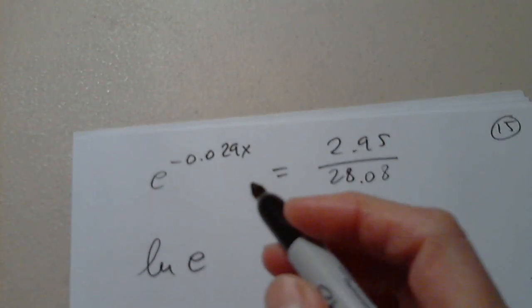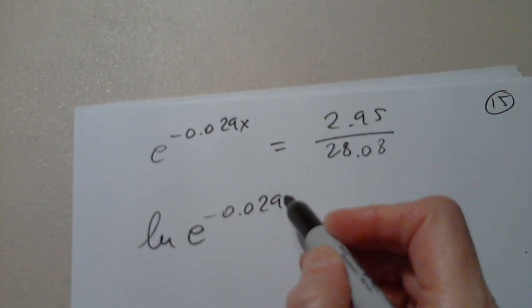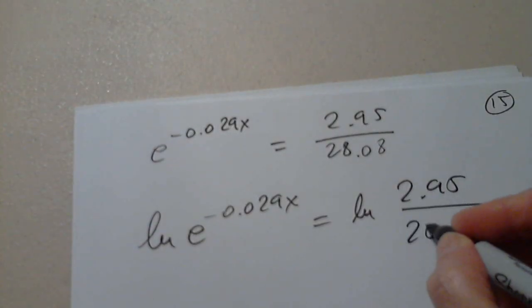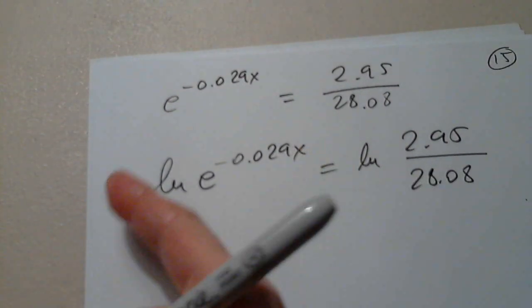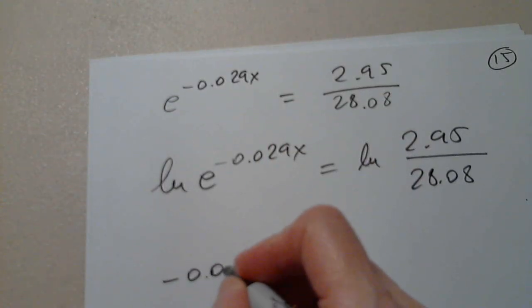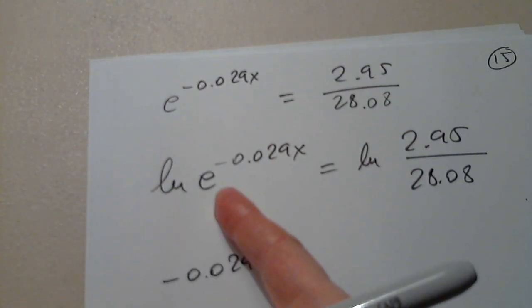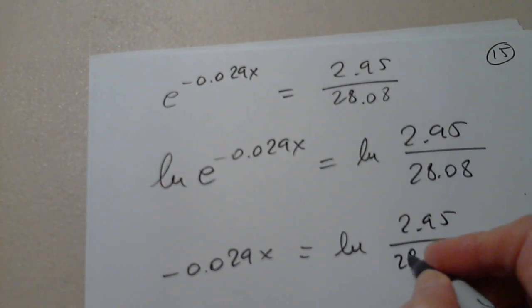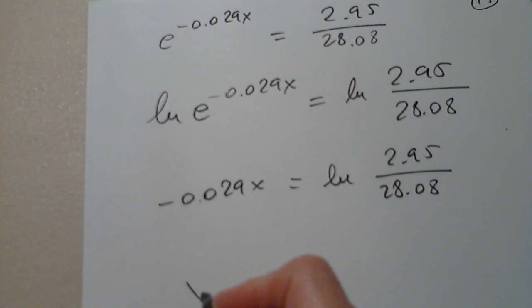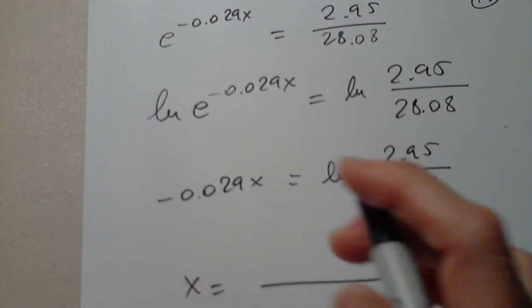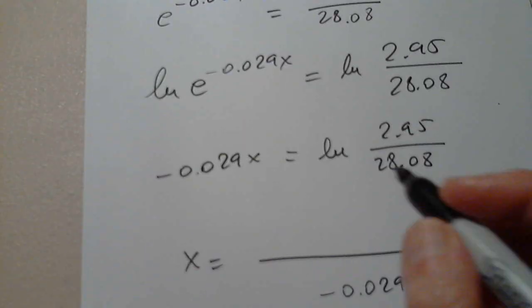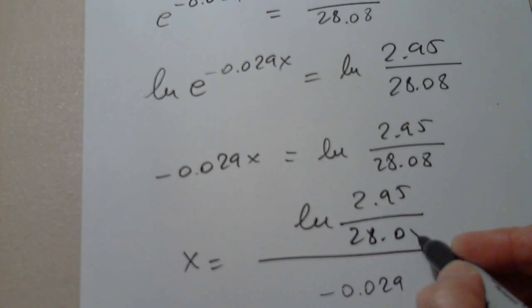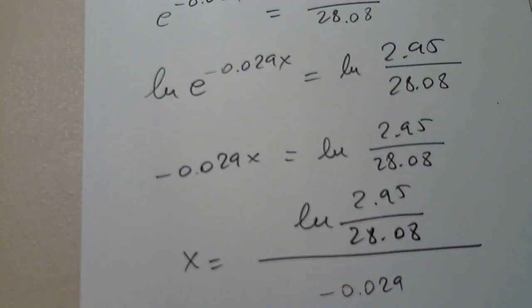So natural log of e to negative 0.029x equals natural log of 2.95 over 28.08. I bring this down. Negative 0.029x, because I know natural log of e is 1, equals natural log of 2.95 over 28.08. And now I divide by this number. That's what I said. This is not a trivial type of equation. A lot of steps happening here.